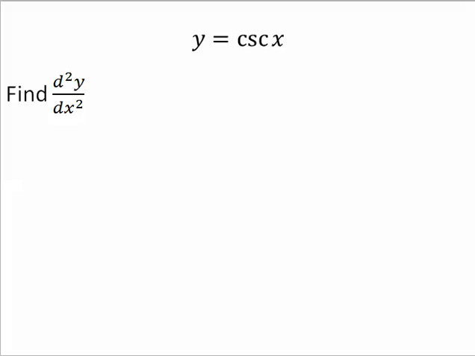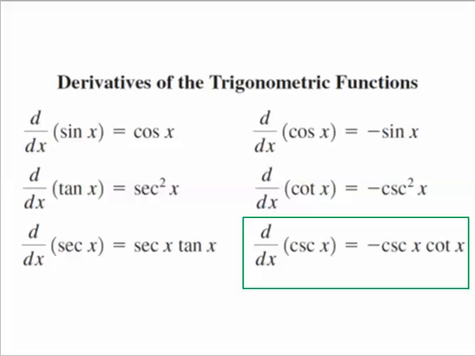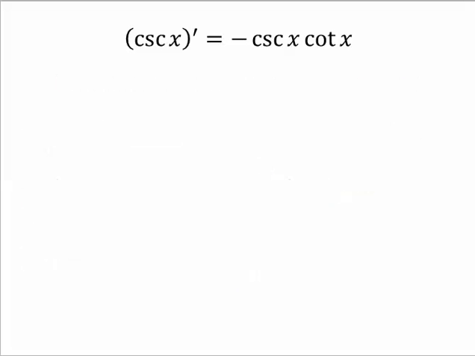We're going to find the second derivative of cosecant. Well, the first derivative of cosecant, I can just use my trig rule. Derivative of cosecant is negative cosecant cotangent. So I write that down. Derivative of cosecant is negative cosecant cotangent.